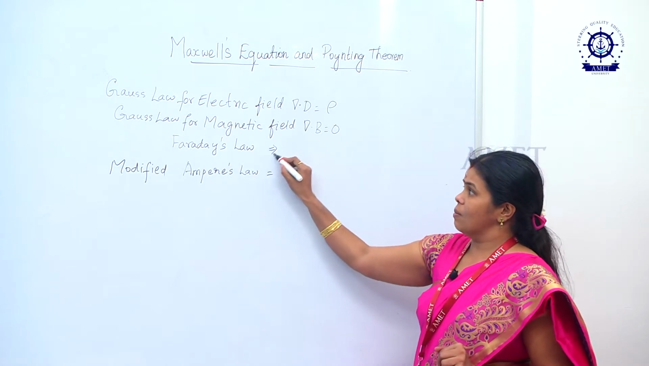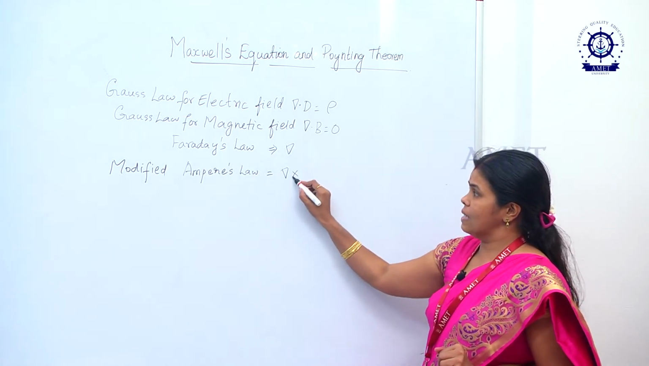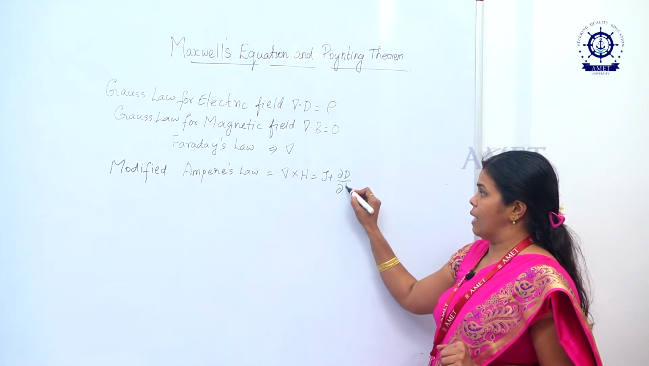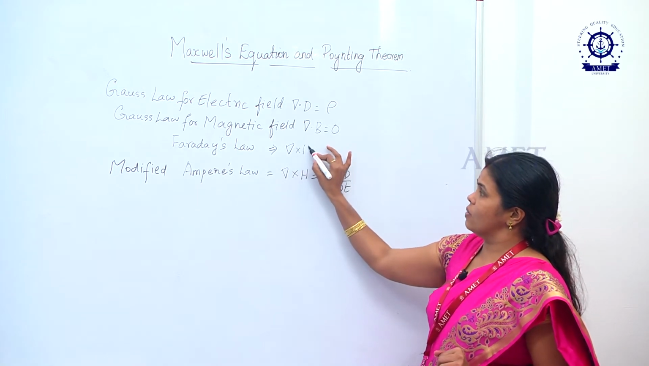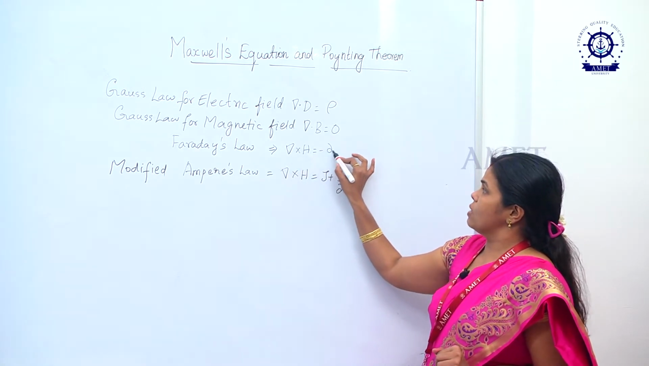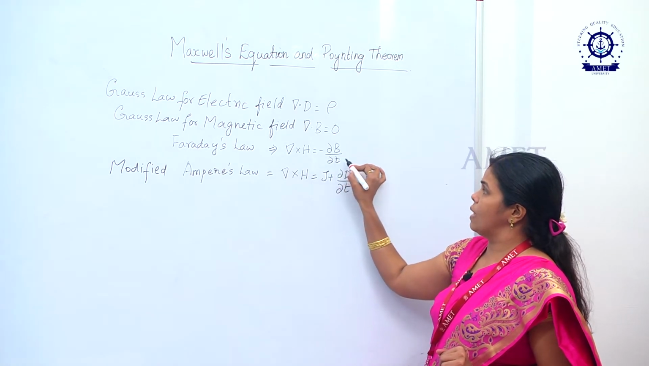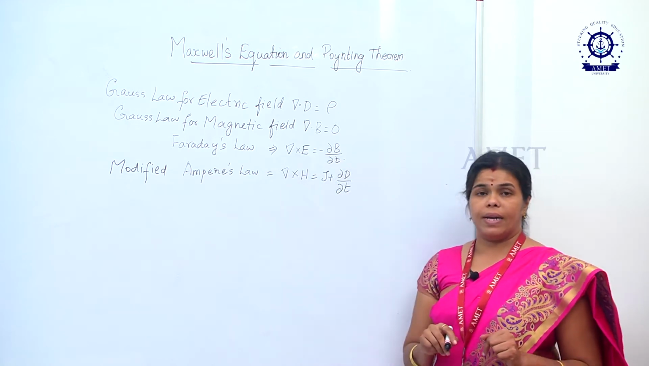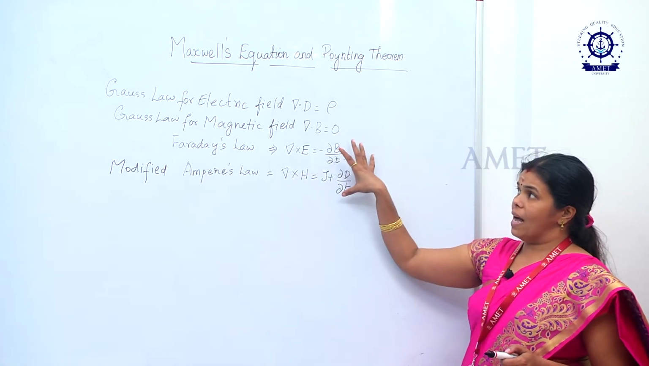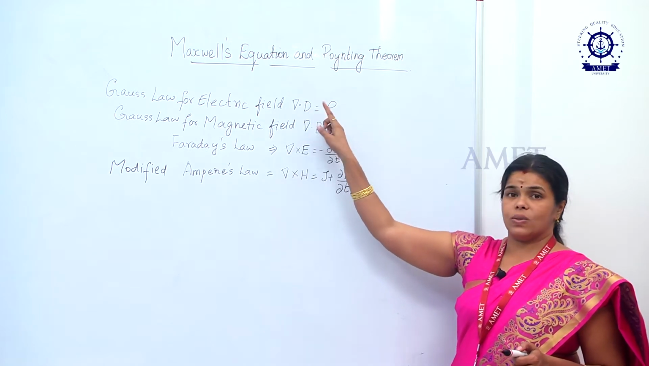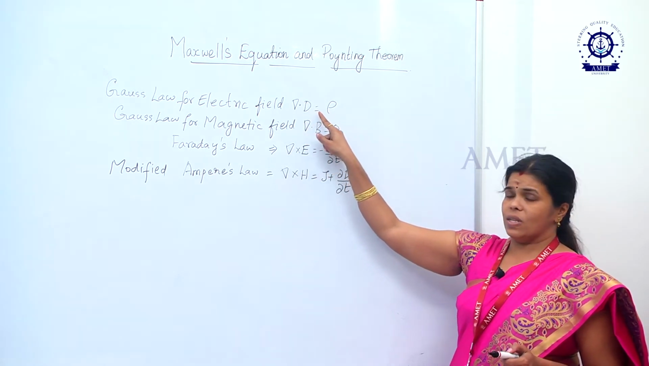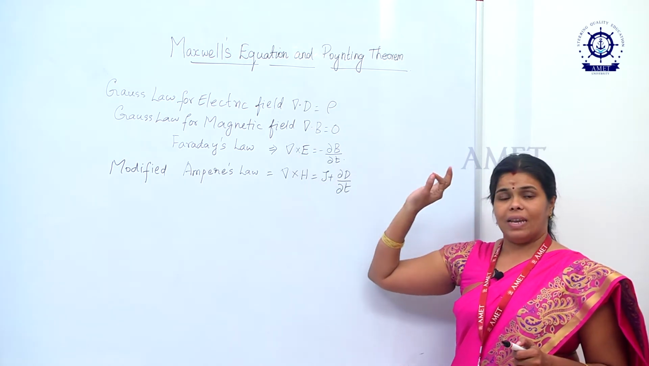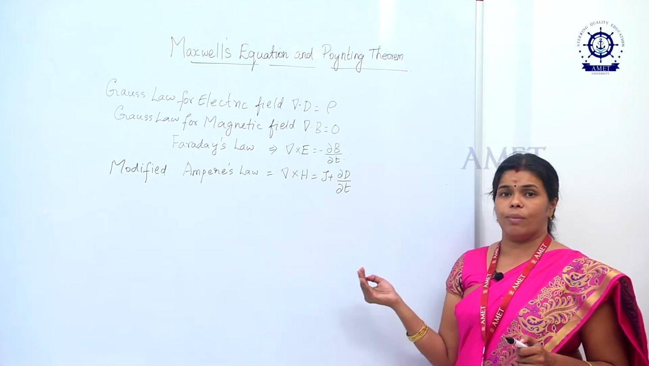So the modified Ampere's law is del cross H equal to J plus dou D by dou t. And Faraday's law is del cross E equal to minus dou B by dou t. These four laws are called Maxwell's equations, and can be named Maxwell's first, second, third and fourth equations. These are the very basic equations for electromagnetic waves.